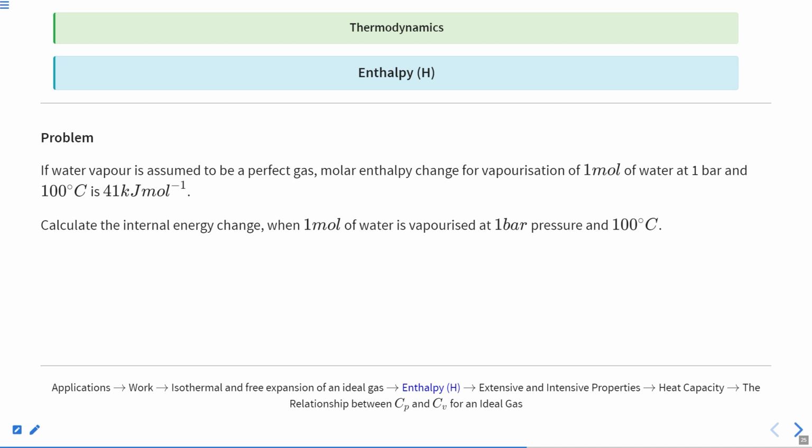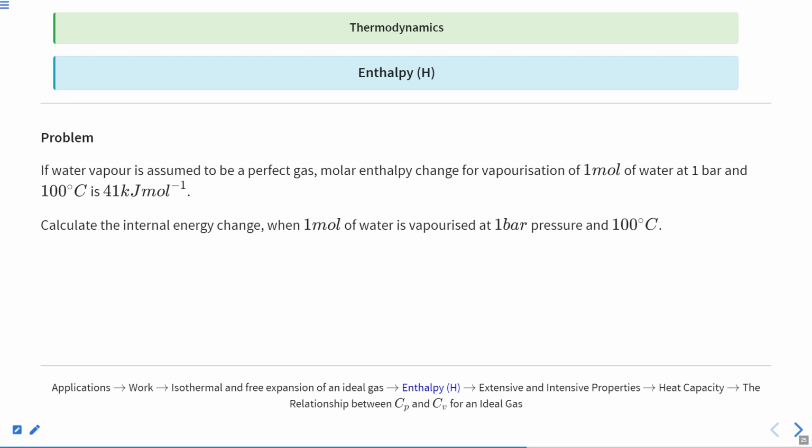Now let us consider a problem here, which says that if water vapor is assumed to be a perfect gas. Okay, so we are taking it as a perfect gas, meaning ideal gas, so PV equals nRT can be applied. Now the molar enthalpy change for vaporization, taken for 1 mole of water at 1 bar and at 100 degrees Celsius, is 41 kilojoule.